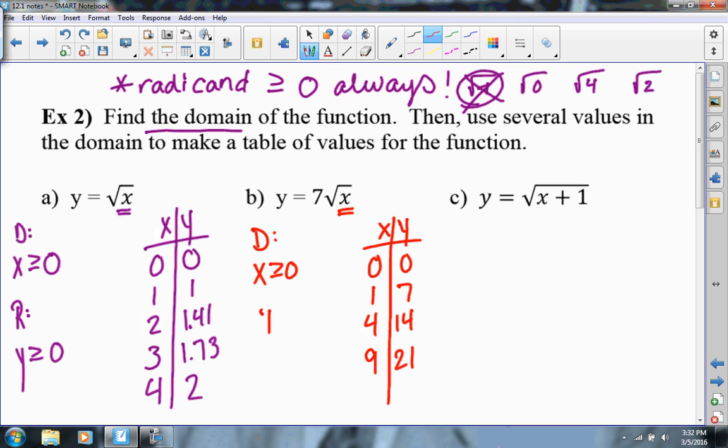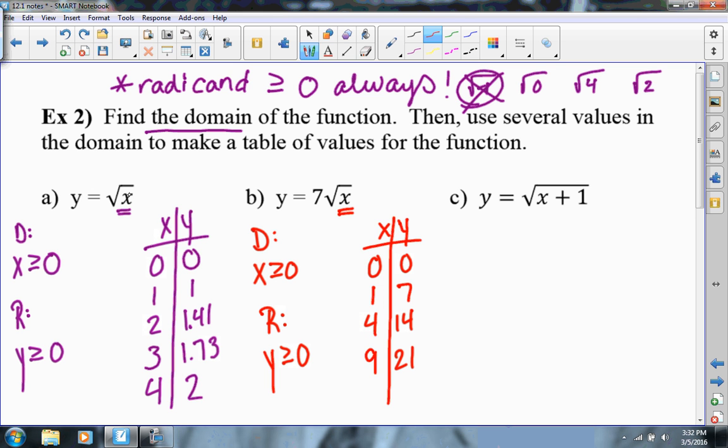And then if I talk about my range, which is all my y values, notice that I start at 0, and then they all get bigger. So again, I would want all the values greater than or equal to 0. Now, it won't always be that you have a domain and range where everything's greater than or equal to 0. That's just the examples we've done so far because we've substituted values in for just the square root of x.